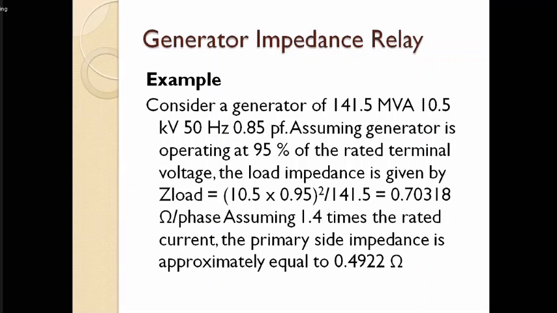So now, how is our impedance relay set? Remember, what we are setting now is the impedance. That's what they call the impedance relay, so it's our impedance we are setting. In this case, they have given us the generator data: 141.5 MVA and 10.5 kilovolts. That is the line voltage.